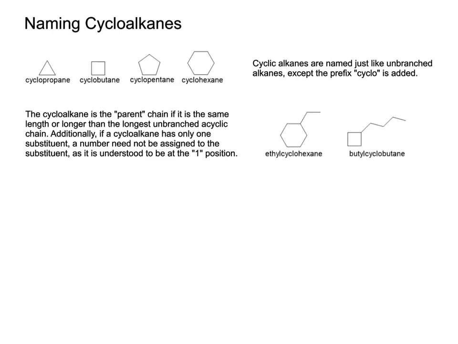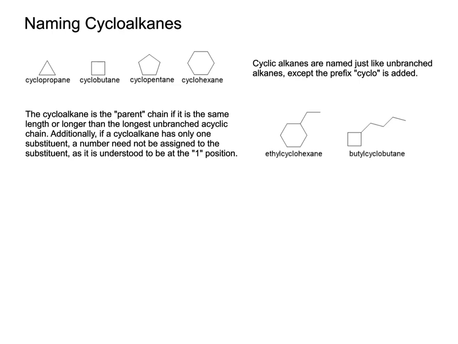Oftentimes, cycloalkanes have branches off them that are acyclic alkanes. In these cases, we have to determine which chain, the cyclic or the acyclic one, is the parent chain. The cycloalkane is the parent chain if it is the same length or longer than the longest unbranched acyclic chain. So on the right, we have ethylcyclohexane. The cyclohexane has 6 carbons in it, and the ethyl group has 2. So the cyclic component is the parent chain.